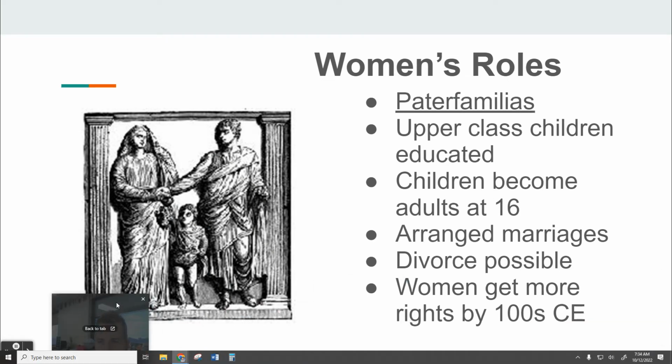Women's roles: upper class children educated. Children become adults at 16. Arranged marriages, divorces possible. Women get more rights in the 100s CE.